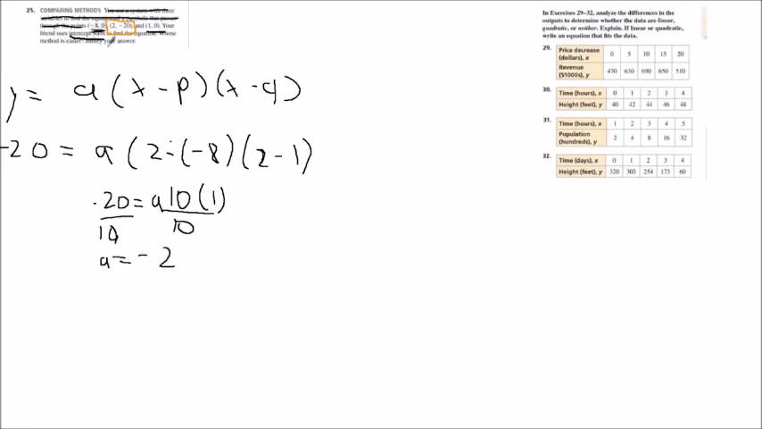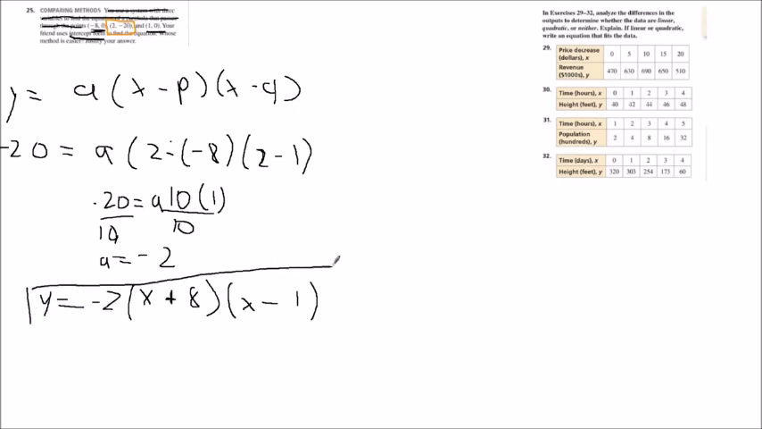And then we got our two things, so x minus -8, x minus 1 is x minus 1, so x minus -8 is x plus 8, I'm sorry, and then add -2 in there, and then put y equals, and that's our equation right there. Y equals -2 times x plus 8 times x minus 1.